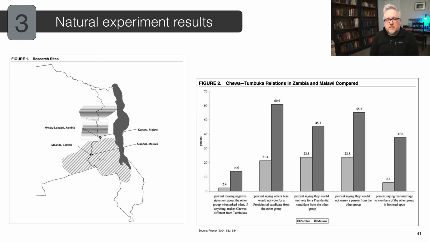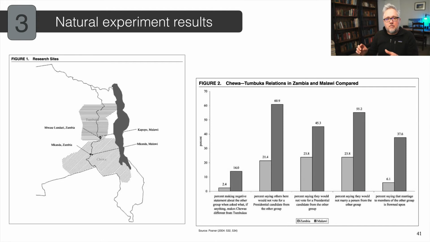Which is why you can see these huge differences in the survey responses between the different groups, again with the y-axis as the percentage aggregate response of individual beliefs, that they would not vote for a presidential candidate from the other group in Malawi, that they would not marry a person from the other group, and that it's frowned upon, that there is this huge difference.